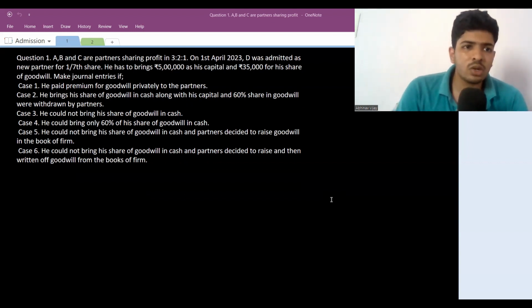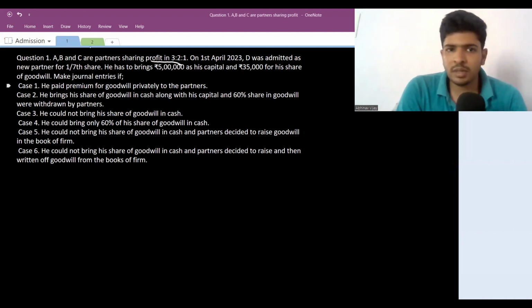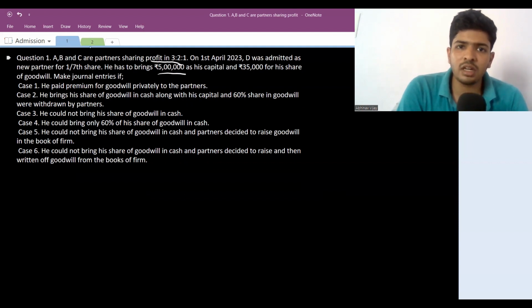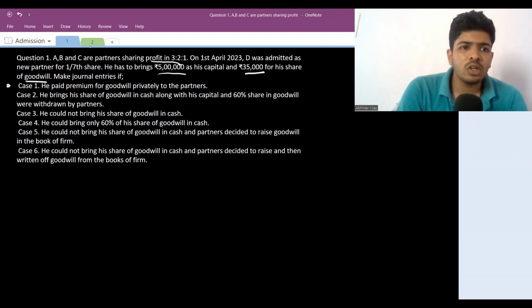Question number one: A, B, C are partners sharing profit in the ratio 3:2:1. On 1st April 2023, D was admitted for 1/7 share. He brings in 5 lakh as his capital and 35,000 as his share of goodwill. So these are all basics, we already discussed this. Now we have 6 cases.